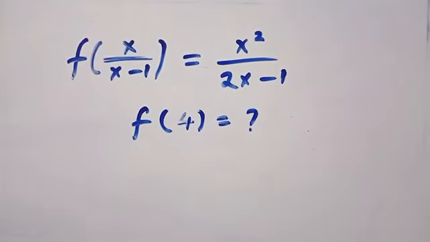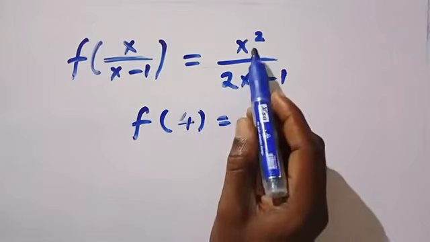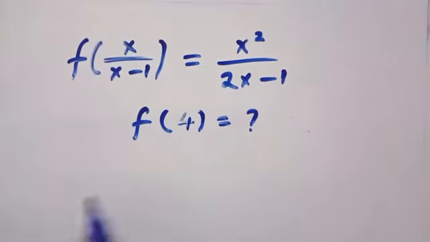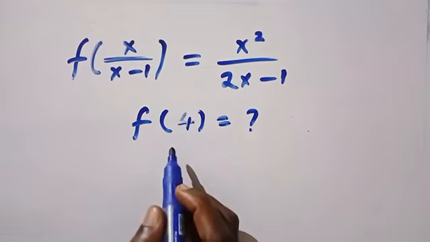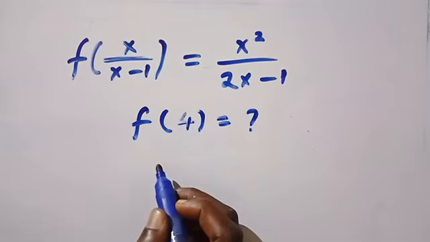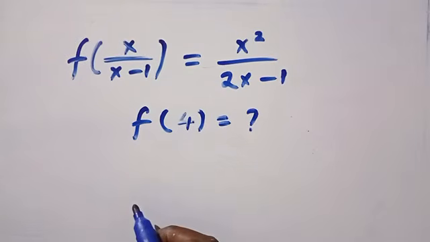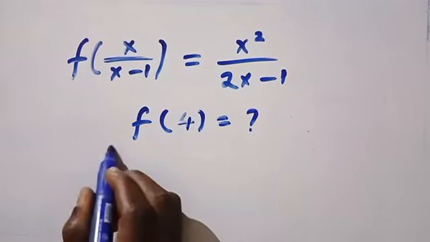How to find these functional equations, given that f of x over x minus 1 equals x squared over 2x minus 1. And what is f of 4? Before we find f of 4, we need to know the general solution for f of x. Then we plug in the value to get f of 4. So let's get into it.